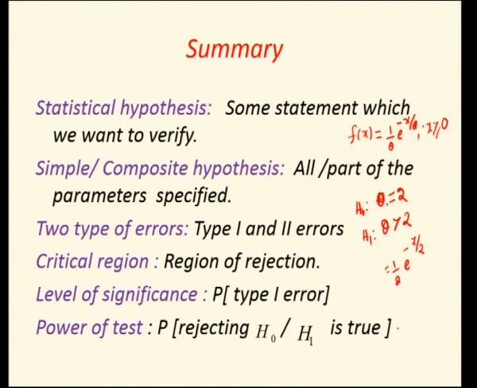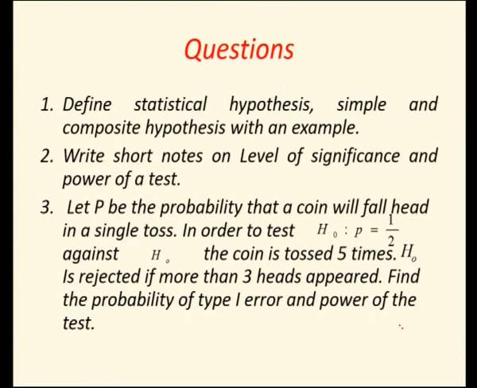For any given problem, we can find the level of significance and the power of the test. Once you find the power of the test, automatically you can find the type 2 error. Now, I have a few questions which have to be answered by you. The first question is: define statistical hypothesis, simple and composite hypothesis with an example. You can take any density function and try to give examples.